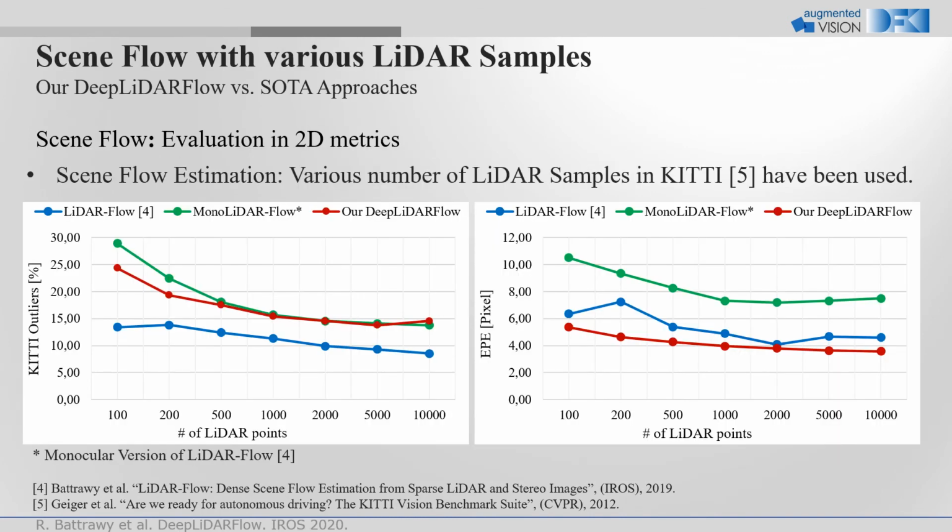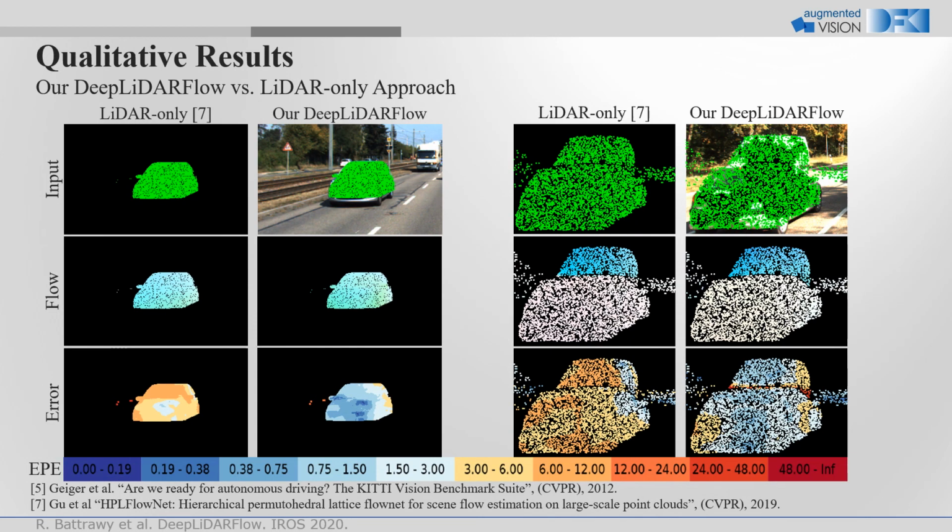The robustness under varying number of LiDAR points is tested too. DeepLiDARFlow shows competitive outlier rates and superior endpoint error even for as little as 100 sparse LiDAR measurements. In comparison to a state-of-the-art approach that uses LiDAR only, we demonstrate how important fusion is to achieve high robustness.